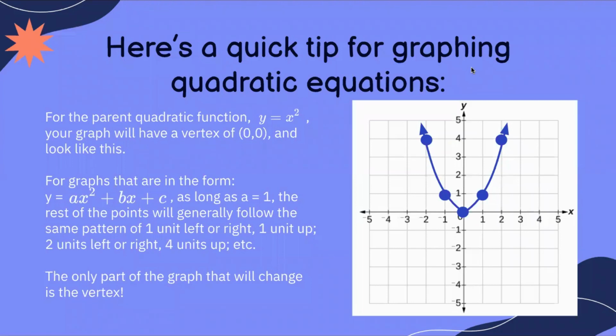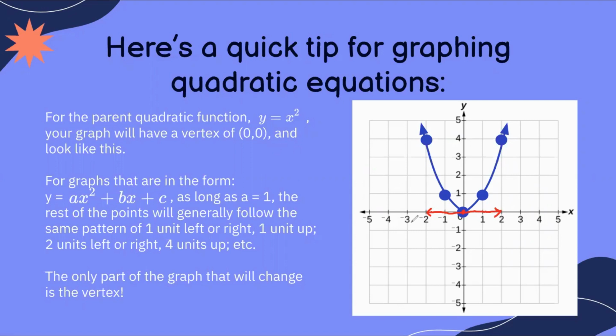Since today's lesson does deal a lot with graphing, I just wanted to share a quick tip for how to graph quadratic equations faster. So we know that the parent quadratic function is y equals x squared. And this is when the graph has a vertex at 0, 0, or the origin. And then usually whenever you find your vertex, you want to find 2 points that are to the left of your vertex and 2 points that are to the right of your vertex. So in this case, you would plug in -1 and -2, and then +1 and +2.